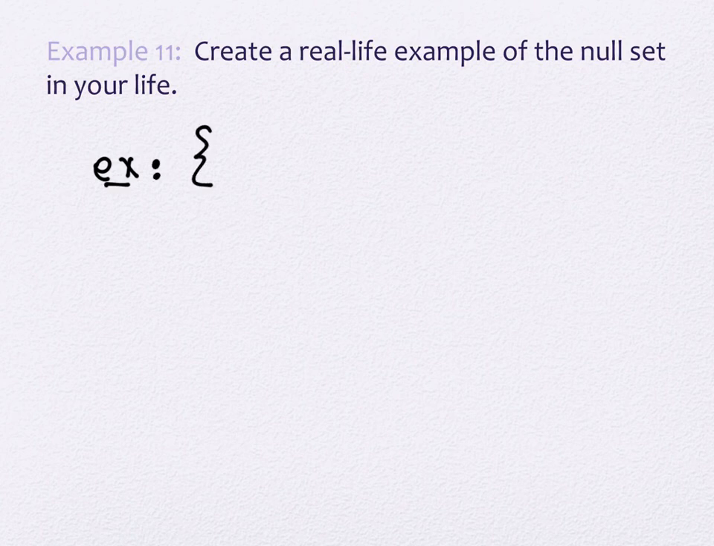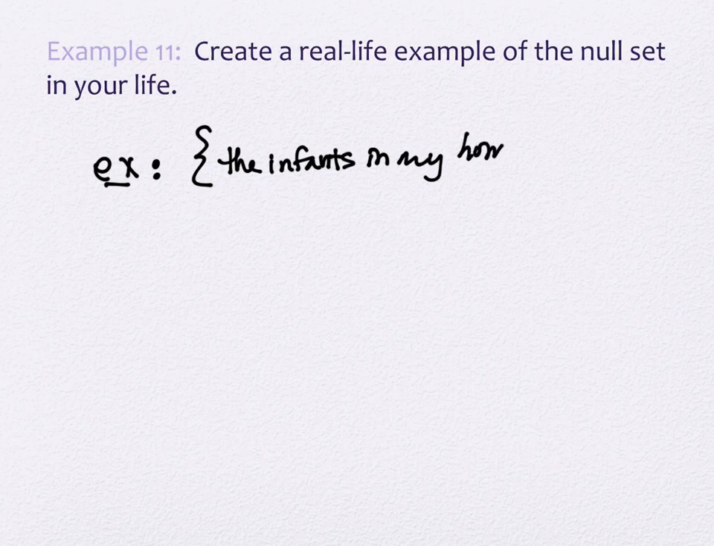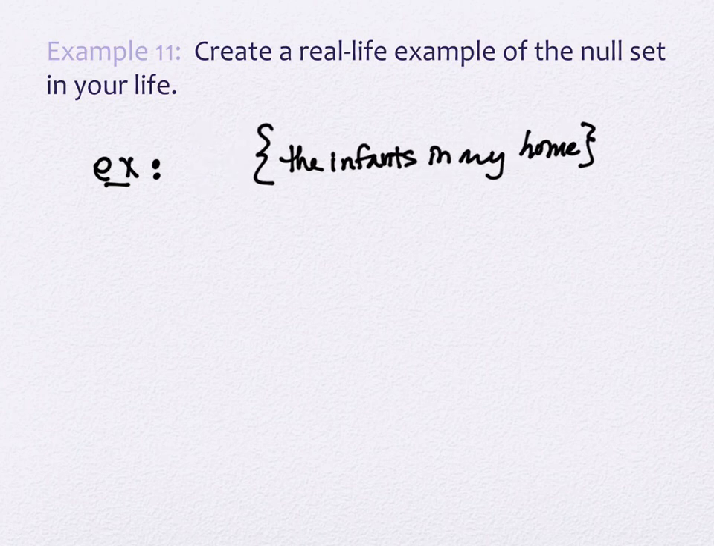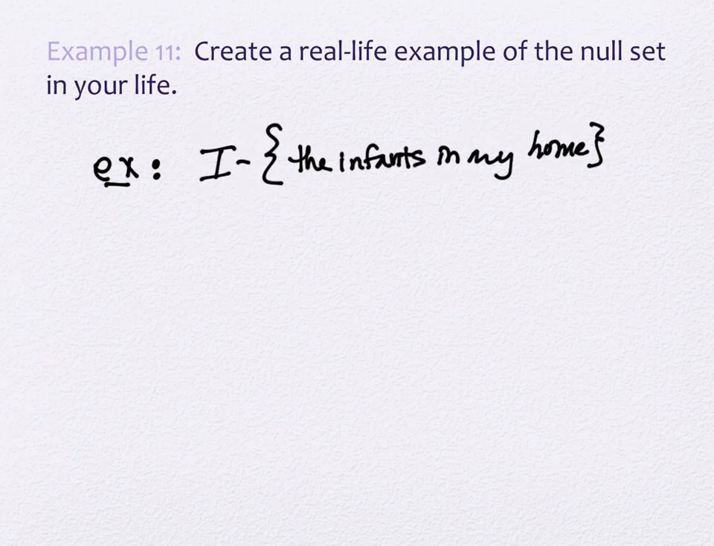This is the set of, right, so I'm going to do a curly brace. This is the set of the infants in my home. This is the null set, because if I were, let me give it a name. Let's call it the set I. This is the null set, because if I were to be counting it, I would find that this number is 0 in my home. Write one down for your life.